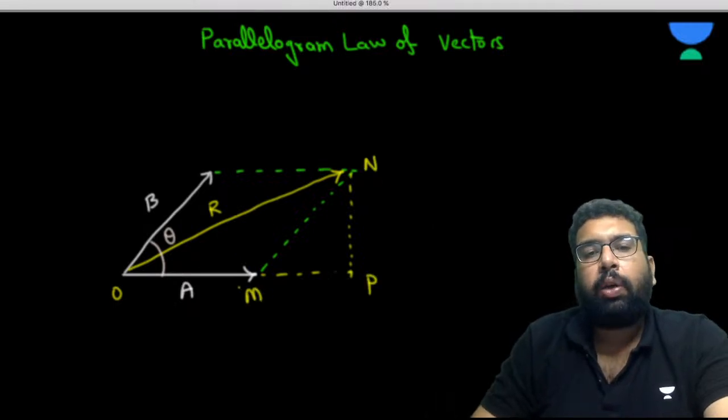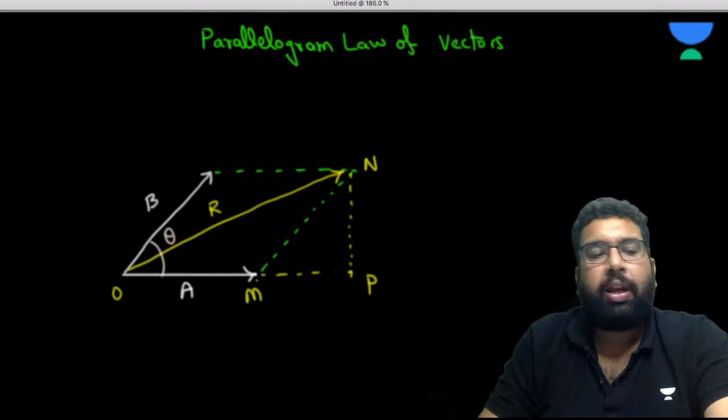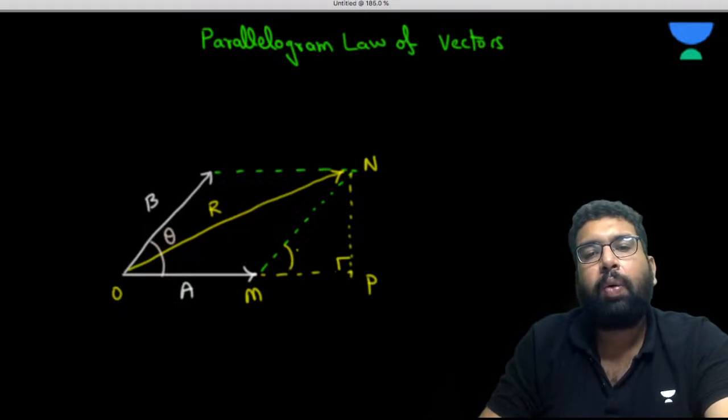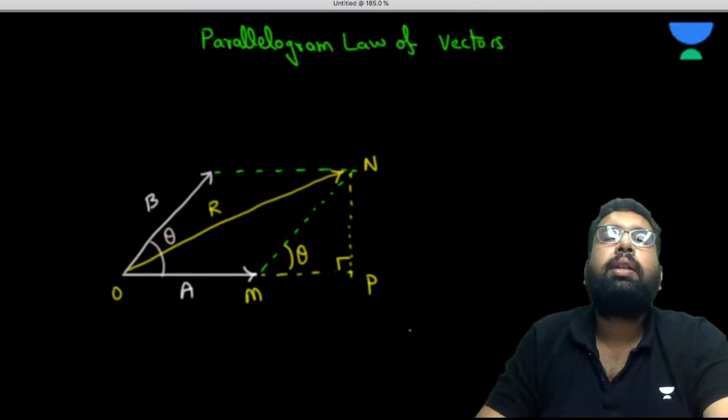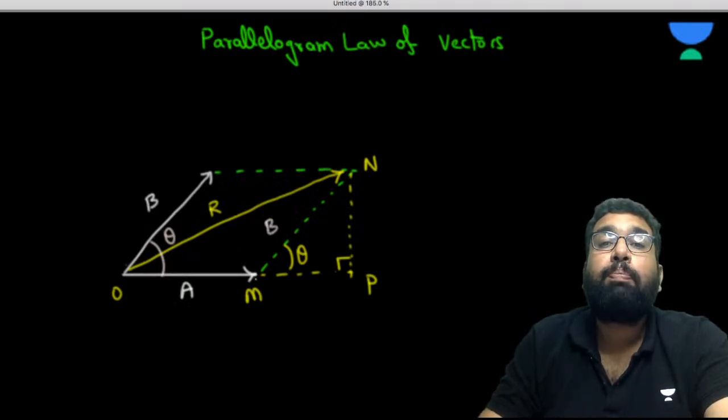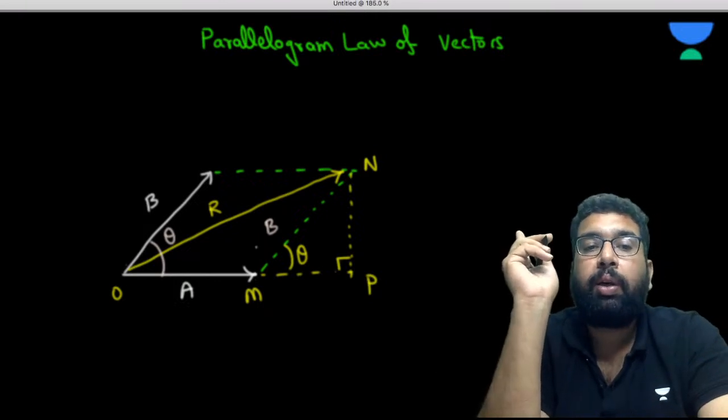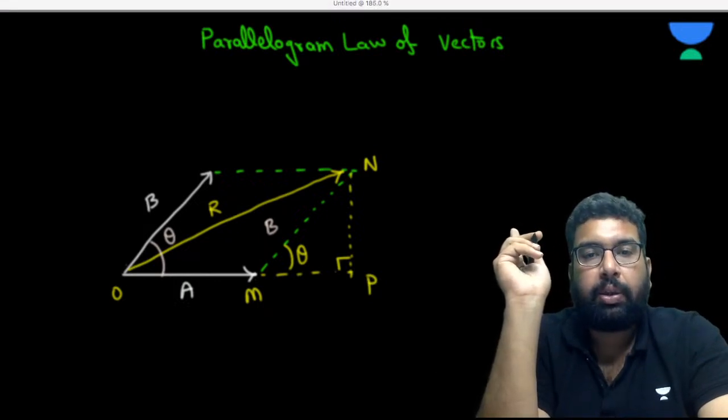Now this OM we have extended to P, and this is obviously 90 degrees. This angle is theta, and this angle is also theta. How come it is theta? Because it is a parallelogram, so if this is B, this has to be B. And remember, this A, B are the lengths of the vectors, so they are referring to the magnitude. This is also very important.